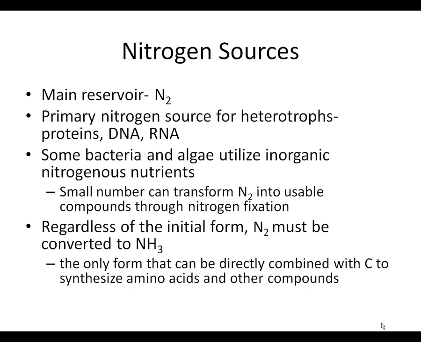Nitrogen, the main nitrogen source is atmospheric nitrogen, or N2. Another primary source for heterotrophs is going to be proteins or DNA and RNA. These proteins and these nucleic acids are coming from other living organisms that we have consumed or that bacteria have consumed. So these organic sources of nitrogen are going to be in the form of protein, DNA, and RNA. Some bacteria and some algae will also utilize inorganic nitrogen.